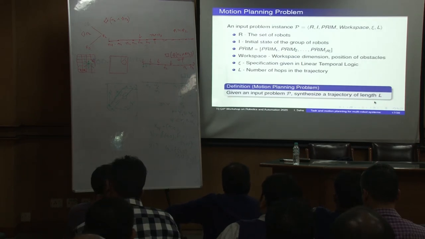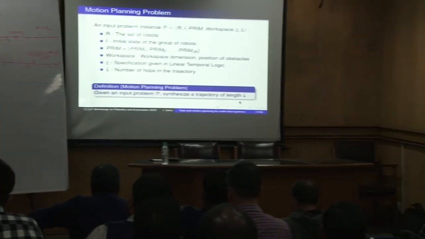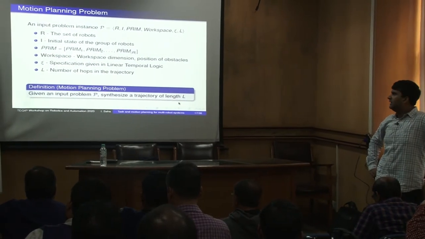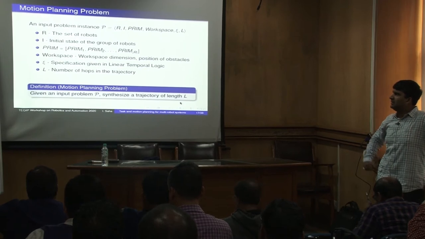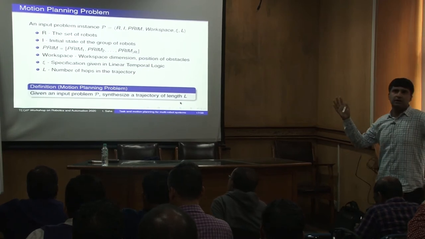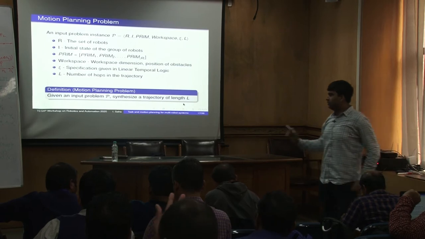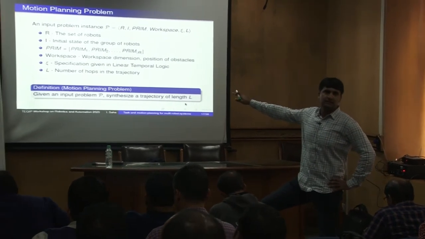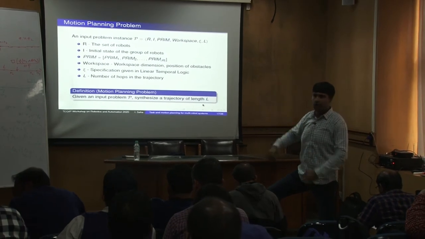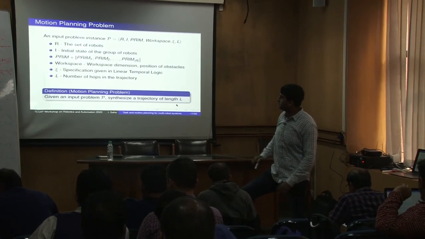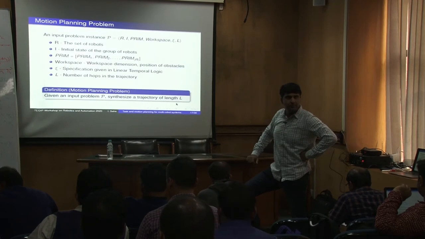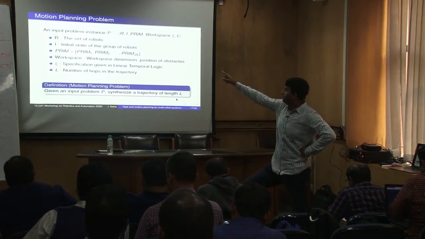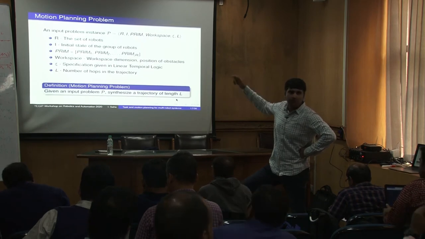Okay, so now let's look at the motion planning problem. I call it a motion planning problem, but it's actually a combination of task planning and motion planning, because we are capturing the specification in linear temporal logic, which will incorporate the tasks. So what do we have in this problem? We represent it in tuple form.